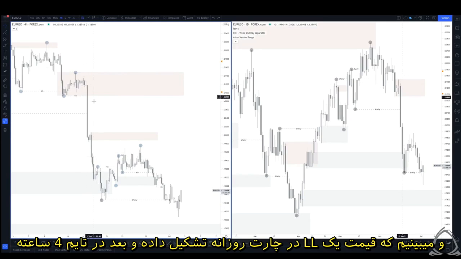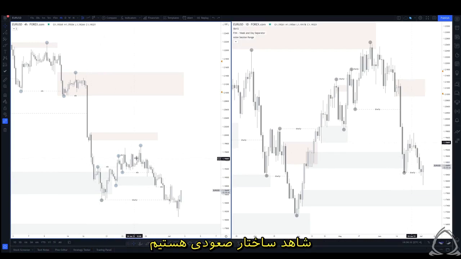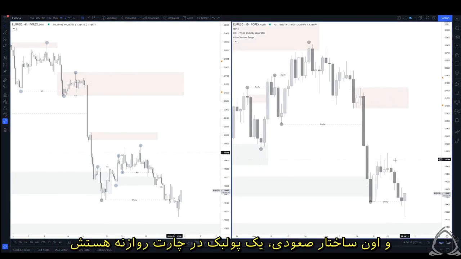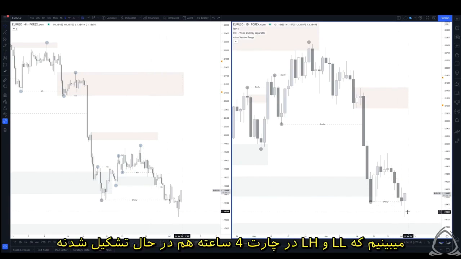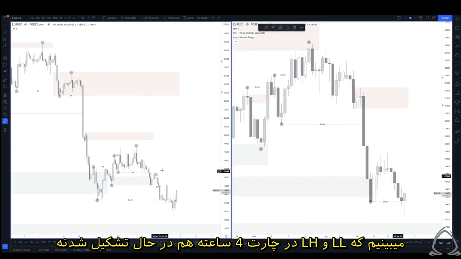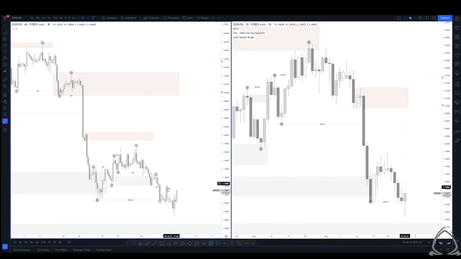And what we can see is price then has created a lower low here on the daily chart. And on the 4-hour chart, we're starting to see bullish structure, and that bullish structure is in line with a pullback on the daily chart. And now that the daily is starting to potentially break to the downside, we're starting to see lower lows and lower highs being printed on the 4-hour chart as well.